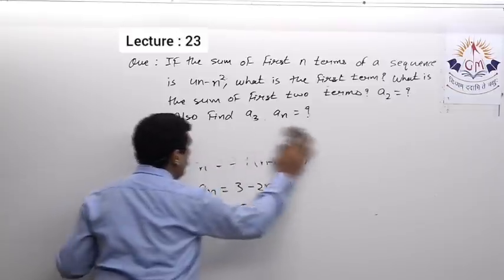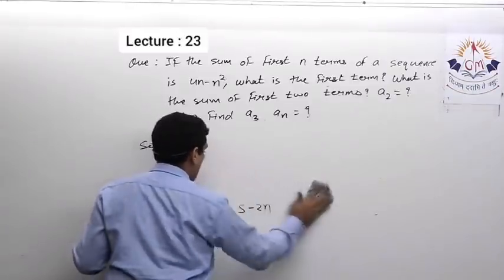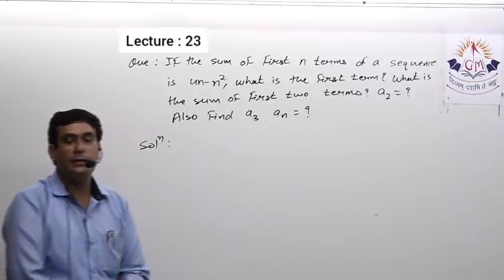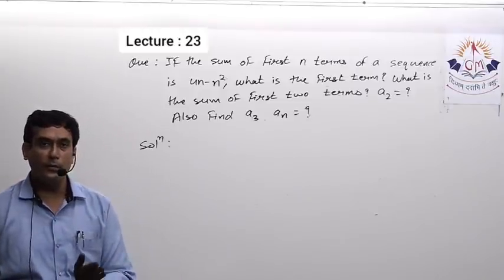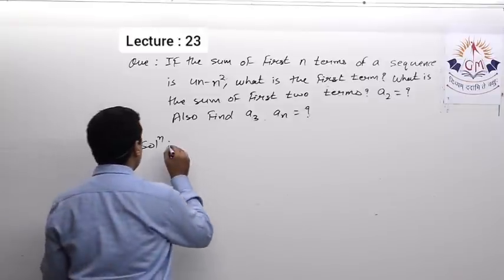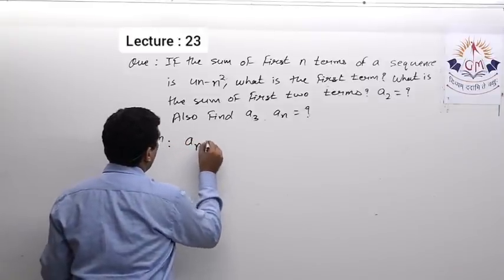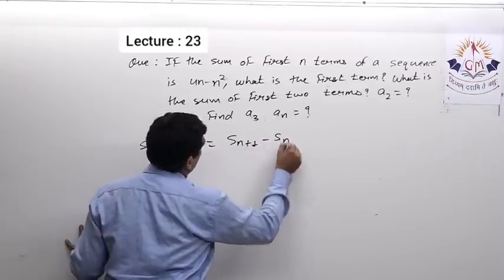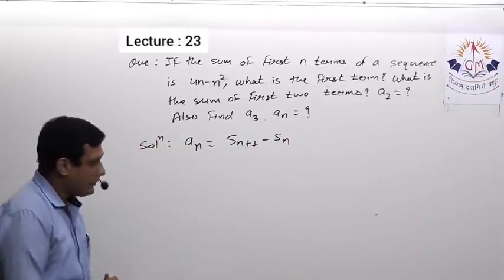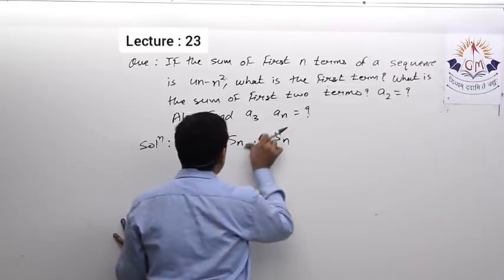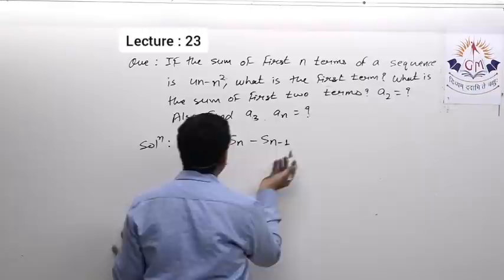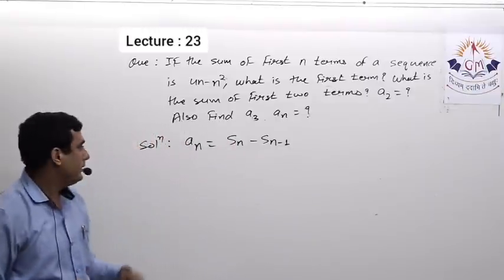Okay, so see, we have a formula d is equal to a(n+1) minus a(n). Similarly we have a formula a(n) is equal to S(n+1) minus S(n), or I can say S(n) minus S(n-1). Both are the correct formulas to get the value of a(n).